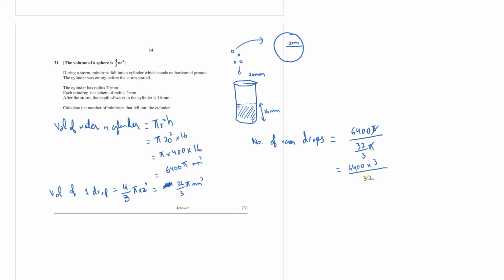I can simplify it by dividing by 16. 16 times 2 is 32. 16 times 4 is 64, and then 2 zeros. And then I can further divide by 2. 2 ones are 2, 2 twos are 4, and 200. So 200 times 3 is 600. So one drop has this volume, and 600 drops will have the volume of 6400 pi, which is the volume of water that we gathered in the cylinder because of the rain. So that is equal to 600.